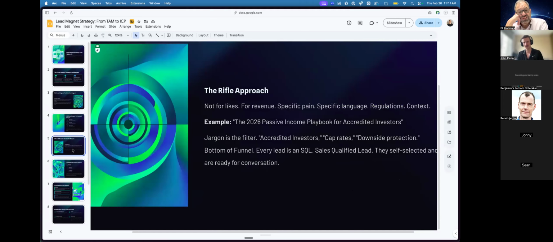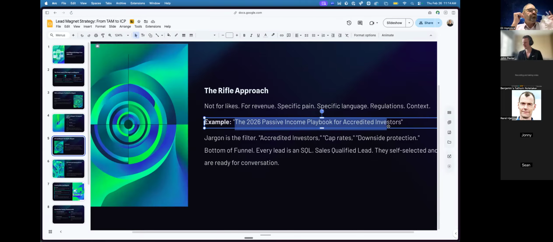Now that you have those people following you, think about the fish. The fish are now following you, or you know where to find them. Now you can cast that really specific net, the rifle approach, as it says here. And then it would be something like this. If you're going after accredited investors, then it would be a playbook or a guide, something that relates just to accredited investors.